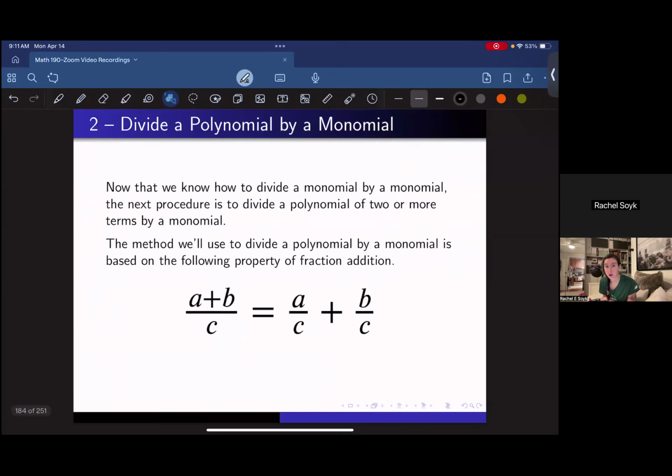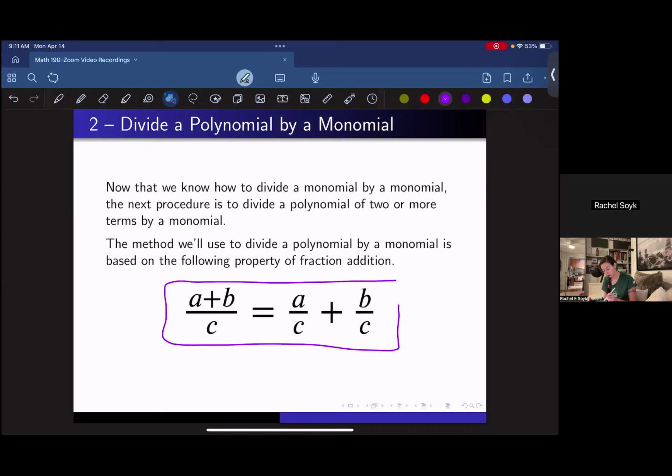All right, let's move on to our second objective for today, being able to now divide a polynomial by a monomial. And so now we're dealing with multiple terms in our numerator, and then we still have that one term in our denominator. This is just the general way of representing a polynomial being divided by a monomial.